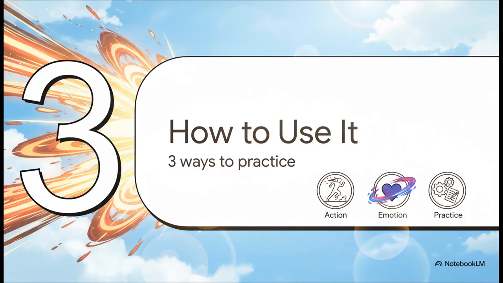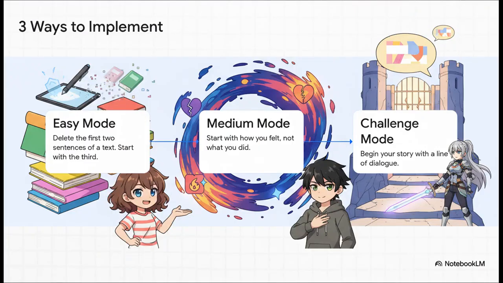All right, so you get the idea. But how do you actually do it? Let's break down 3 really simple ways you can start practicing this like today. Think of these like difficulty levels in a video game. Easy mode is for your next text message. Seriously, just type out your story, then go back and delete the first 2 sentences. I'll bet you anything the 3rd sentence is where the real story actually starts.